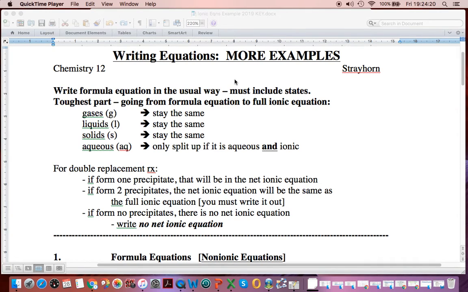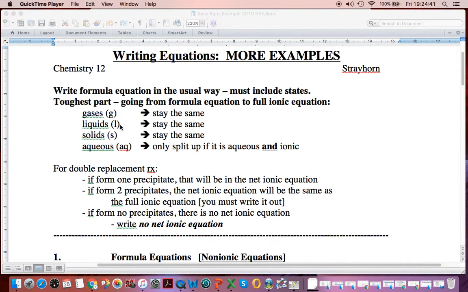Good day. You've just seen a sheet that did one example showing how you go from a formula equation to a complete ionic equation to a net ionic equation. And we're doing 5 more examples. Now some of these reactions will be double replacement or neutralization, and some may be single replacement. That's what we often run into.